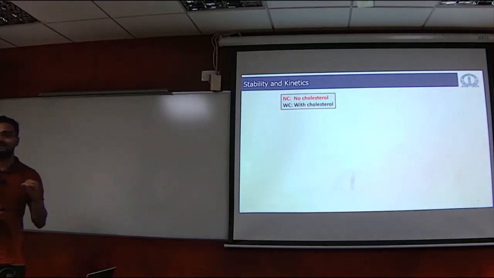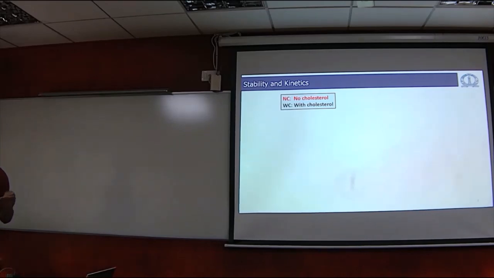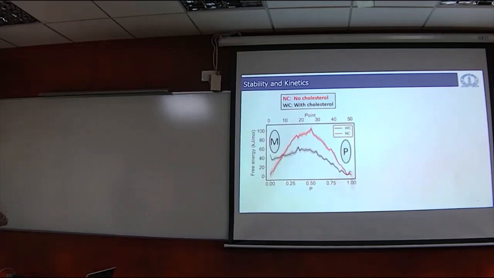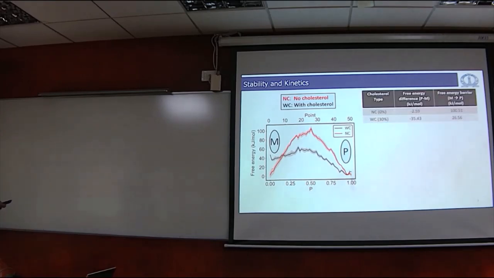Next, we look at the stability and the kinetics of this peptide in the presence of cholesterol and without cholesterol. Here NC means no cholesterol, WC means with cholesterol. Then this is the 1D free energy profile, where the rightmost is the membrane-inserted region, and the leftmost is the water-soluble part. If you look at these free energy difference values, when we go from 0% cholesterol to 30% cholesterol, we see a very drastic reduction in the free energy difference, which says that the protomer is much more stable when there is cholesterol in the membrane. At the same time, the free energy barrier to go from monomer state to protomer state is also reduced when you add the cholesterol.